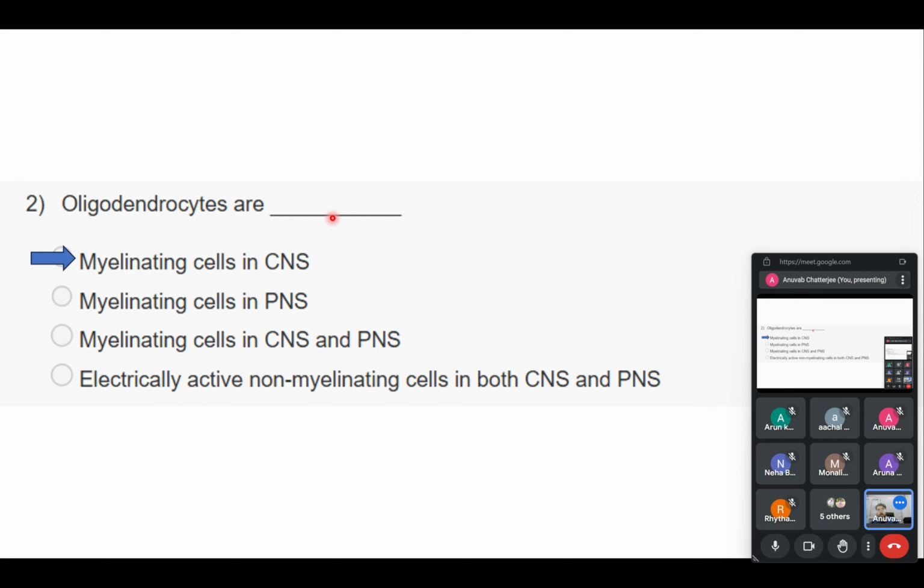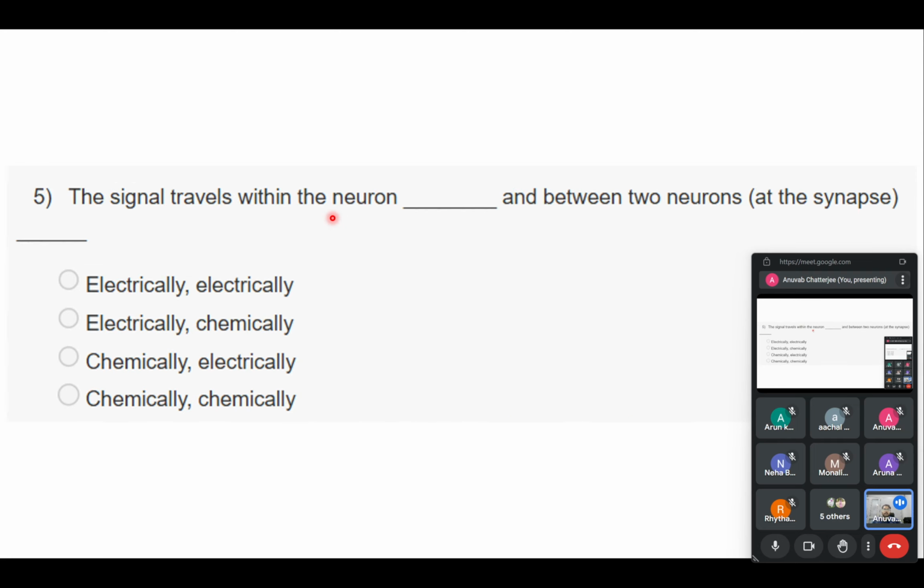Okay, so moving on to the next question. The signal travels within the neuron blank and between two neurons at the synapse via blank. The options are electrically, chemically, electrically, or chemically. So inside the neuron, what type of transmission is this? And outside of the neuron, that is at the synapse, what type of transmission do we observe between neurons?